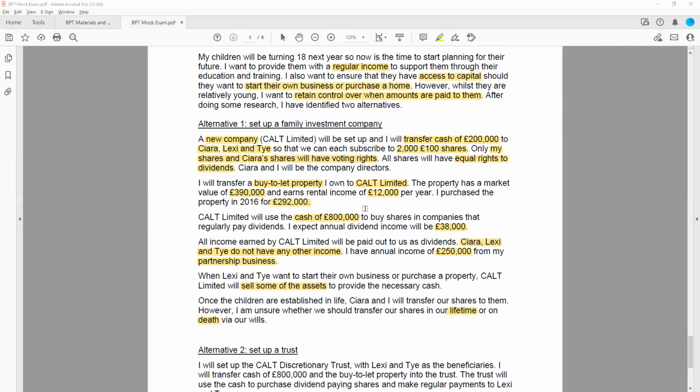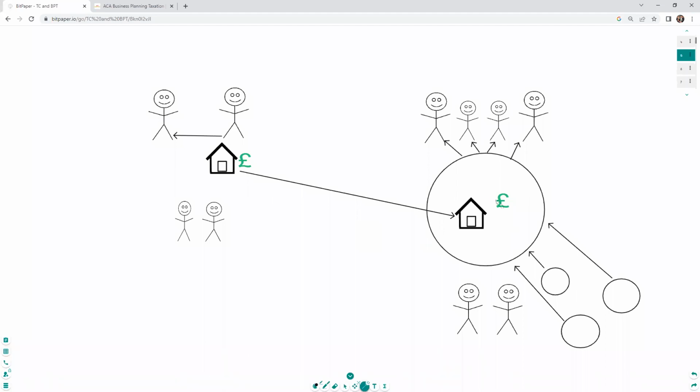So what we've ended up with now is that the company's got property in it and it's got the cash in it as well, because they subscribe to the shares. So they transferred some cash to the wife and the two children. So they all had cash, and then they subscribed to the shares. So they put their money in the company in exchange for shares. So all the money now is in the company, as is the property.